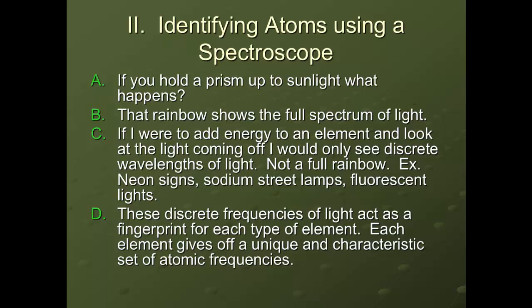Sodium street lamps are yellow because that's one of its main colors that shows up. And you have a lot of fluorescent lights that use this same sort of thing. You'll notice your fluorescent lights that have not been made to be soft white light, which they do by adding other colors using other elements.